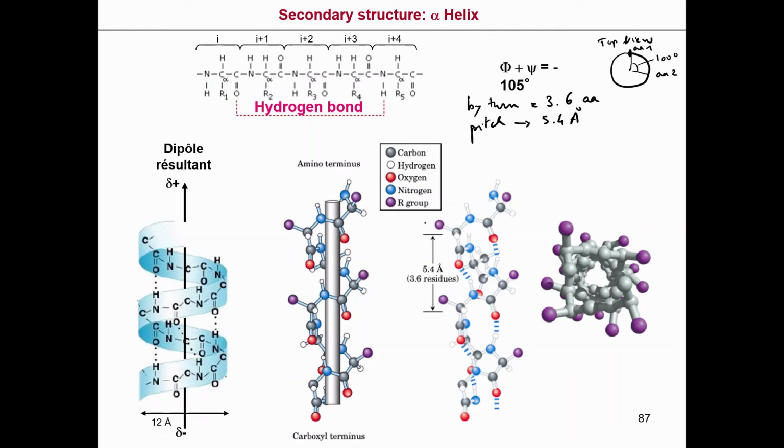So it's the height of one turn. Okay, this is the same here. You have the same here. Do you know what an angstrom is? 1 angstrom is 10 to the minus 10 meter. So it's 0.1 nanometer. Okay?